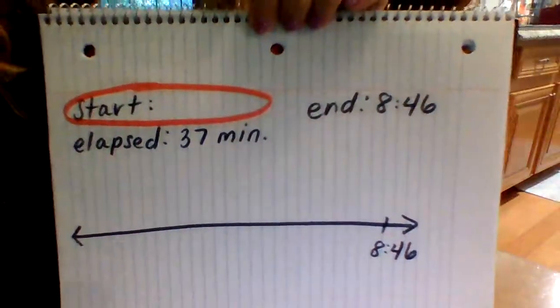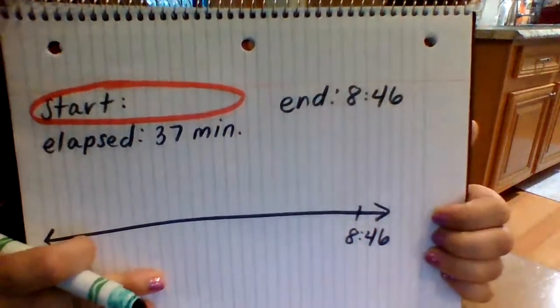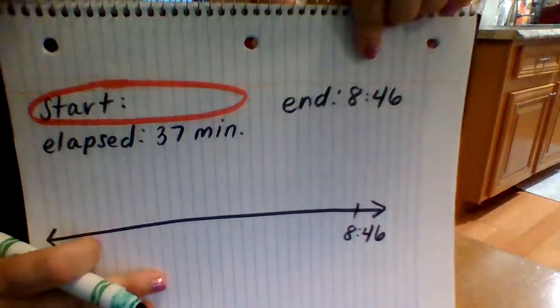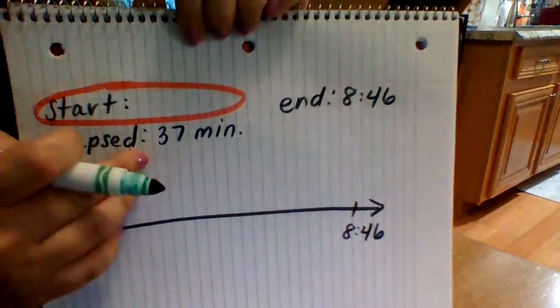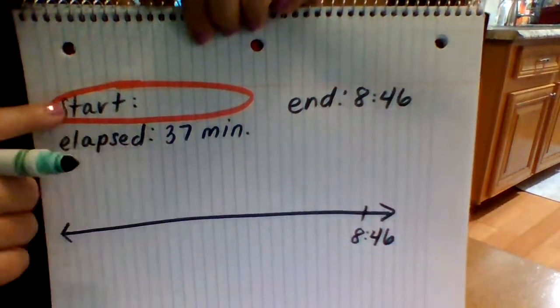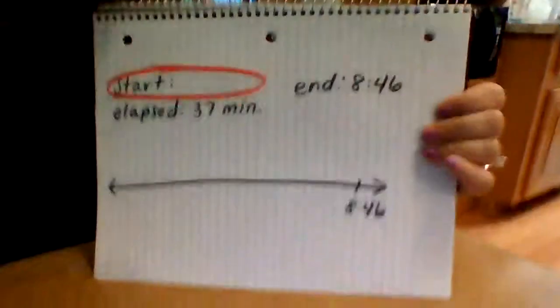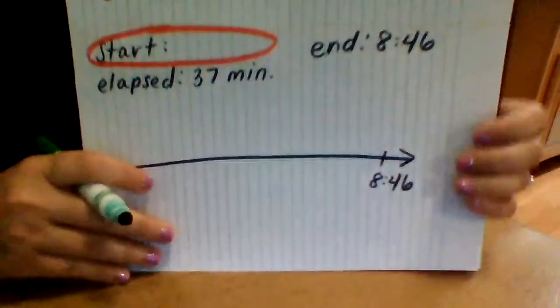So Jaden was playing basketball. He finished at 8:46. He had played for 37 minutes. What time did he start playing basketball? Okay, so we're going to go ahead. We're going to try this out.